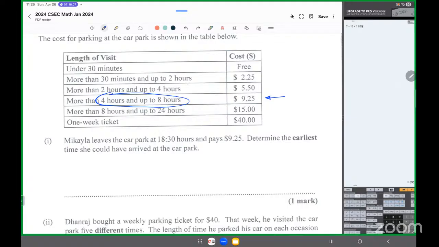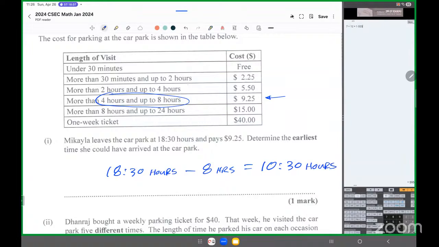Determine the earliest time she could have arrived there. So the earliest time she could have arrived there is the time that would have allowed her to spend the maximum time possible, which is 8 hours. So she would have arrived there 8 hours before 1830. That's the earliest time she could have arrived. So that's 1830 hours minus the maximum time she could have spent, which is 8 hours. Which means that she would have arrived there at 10:30 hours.